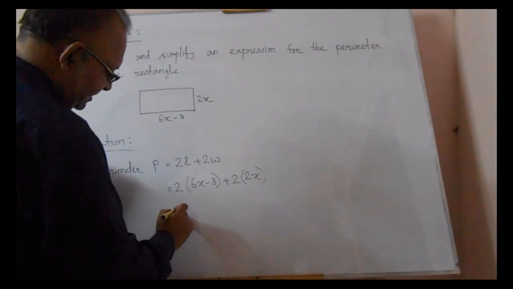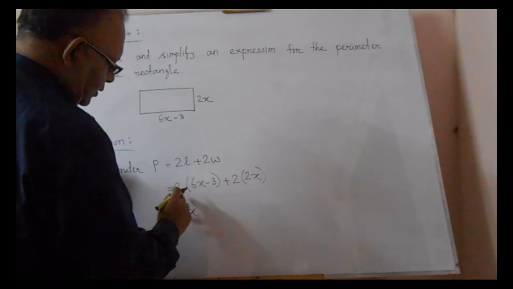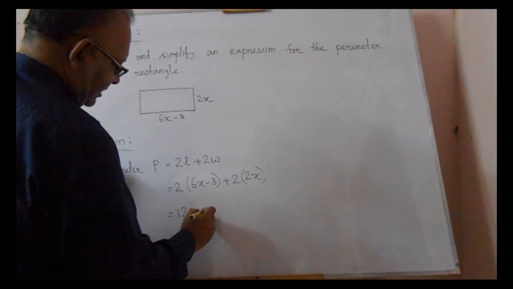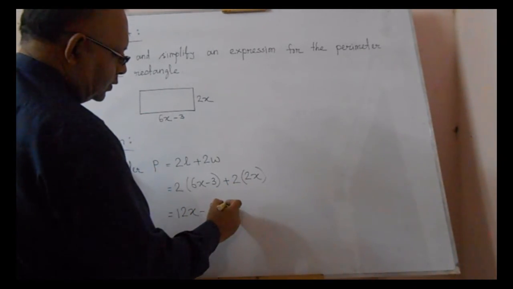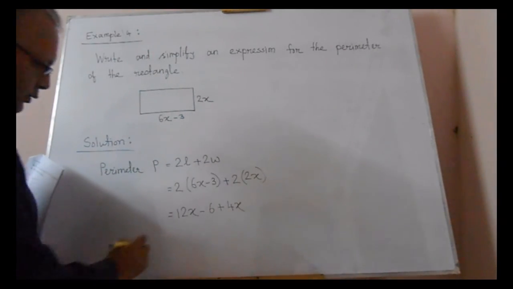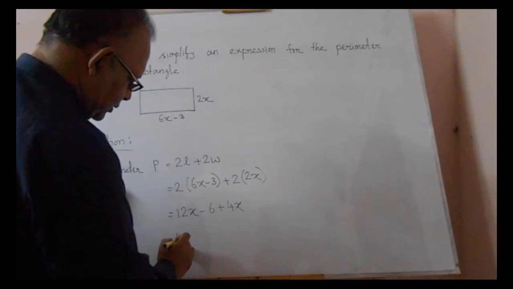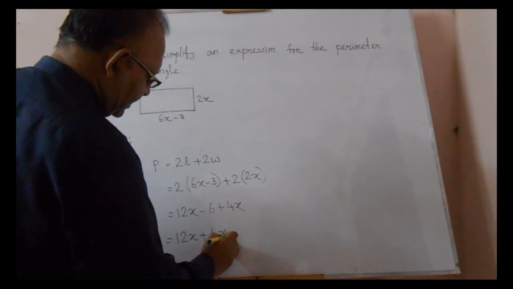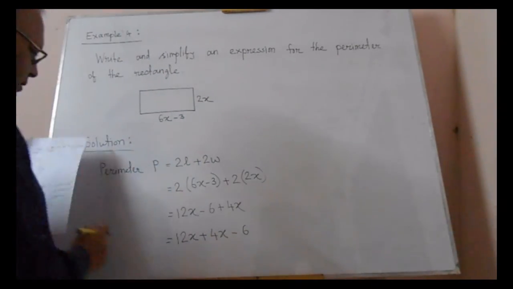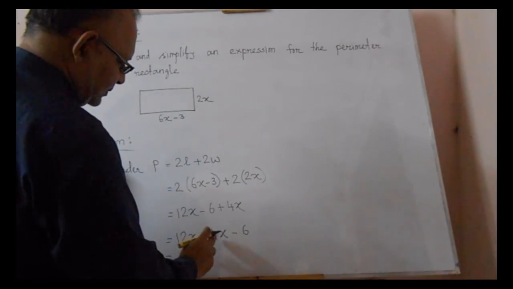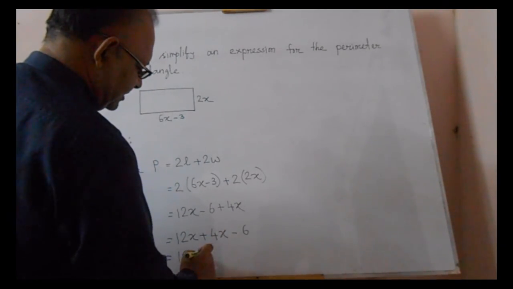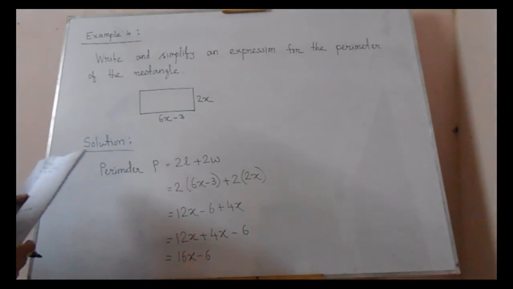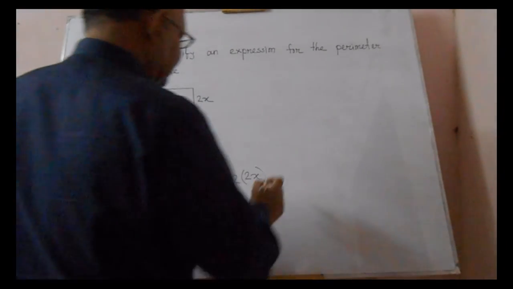2 times 6x equals 12x. 2 times negative 3 equals negative 6. Plus 2 times 2x equals 4x. Now we'll group the like terms together. 12x plus 4x equals 16x, negative 6. So our answer is 16x minus 6.